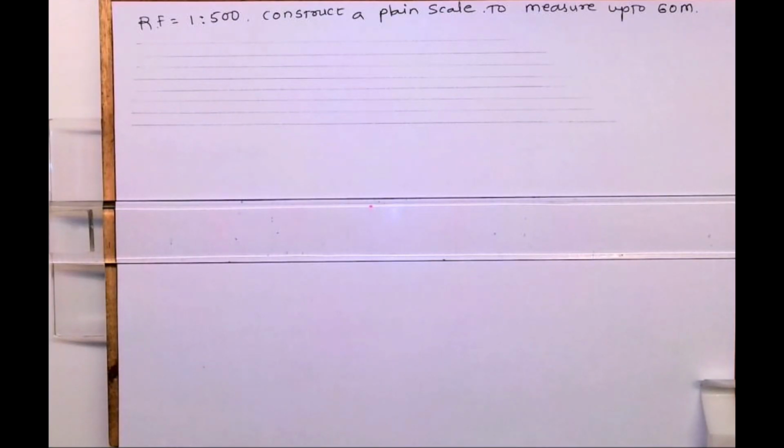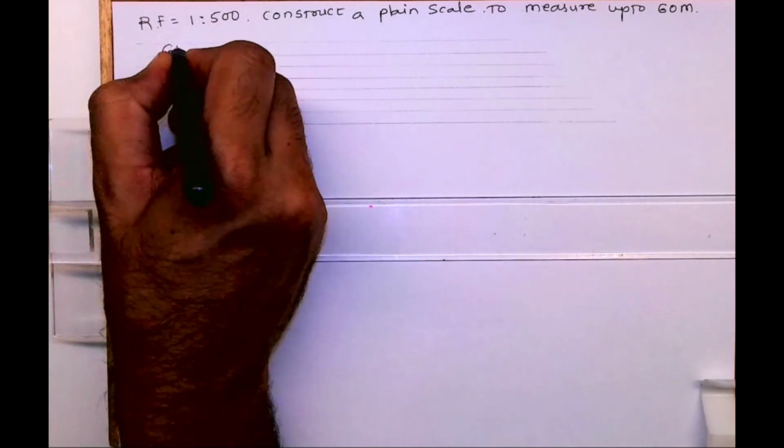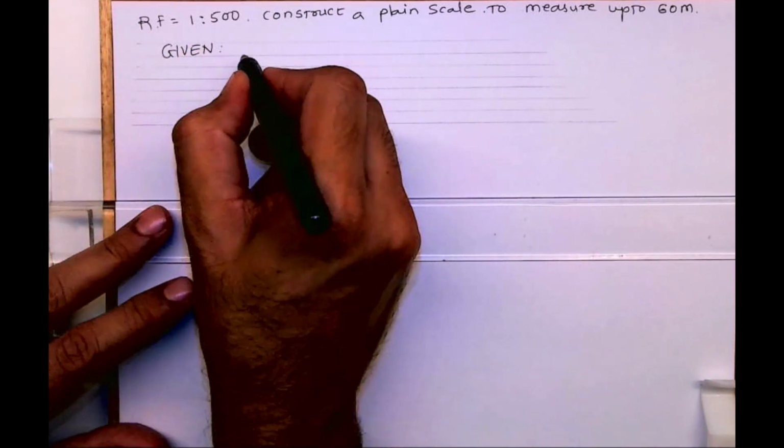Welcome to Technical Drawing. Today we'll see how to draw this sum. It's a plane scale sum. RF is given as 1/500 and the maximum length is 60 meters.